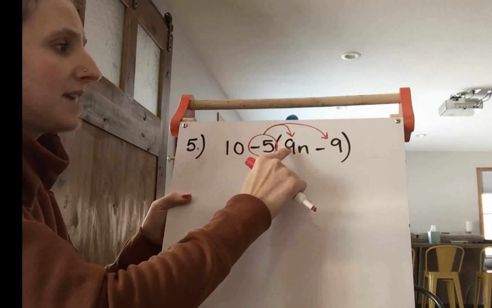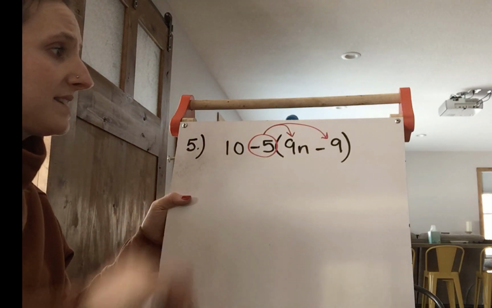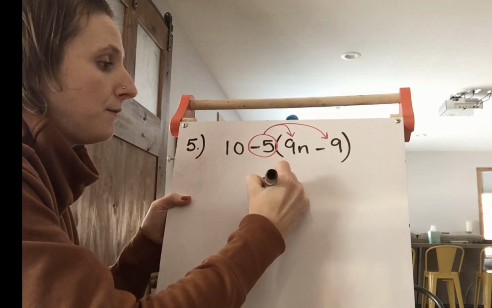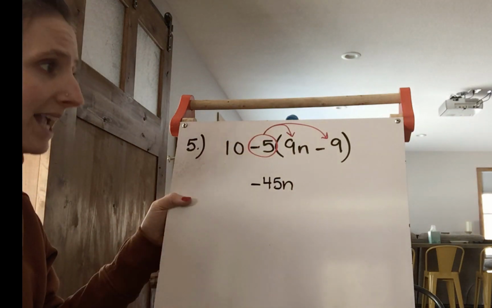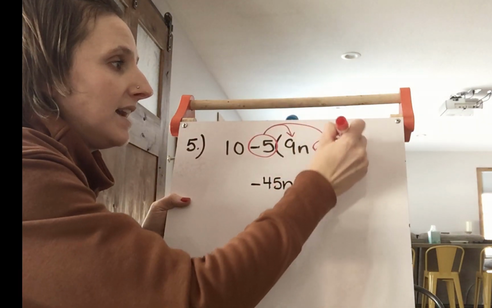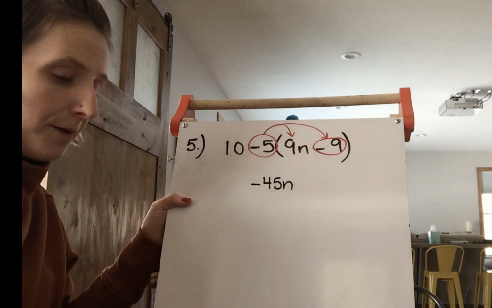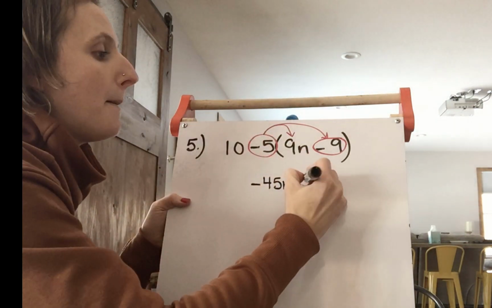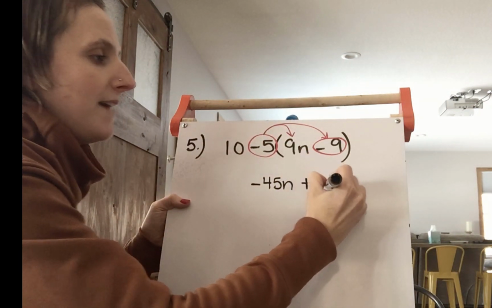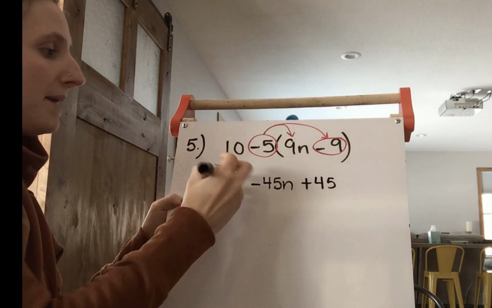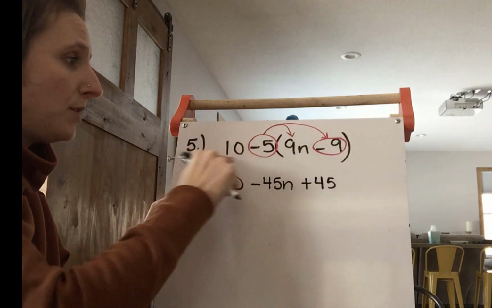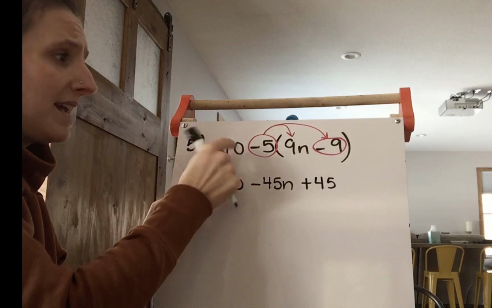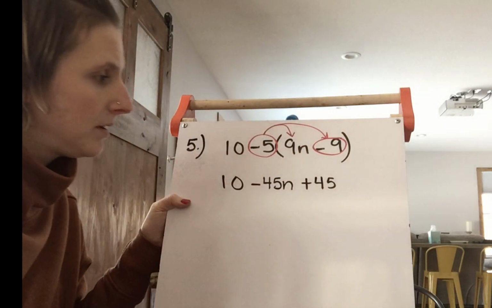So -5 times 9n, well, that's going to give me -45n. -5 times, this is a -9. We've worked on this for a while. That's going to give me positive 45. Now I can't forget my 10, which is my first term in the expression. I didn't get to distribute or multiply the -5 with this 10 because it's not inside the group.